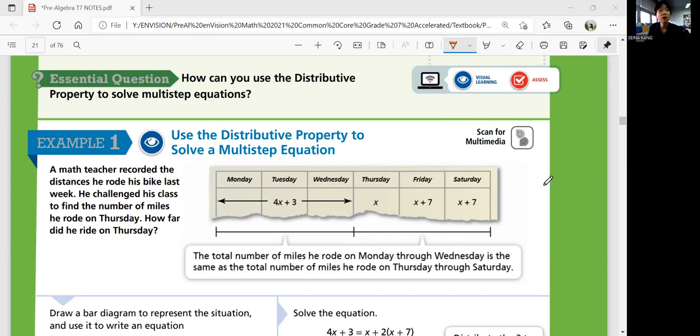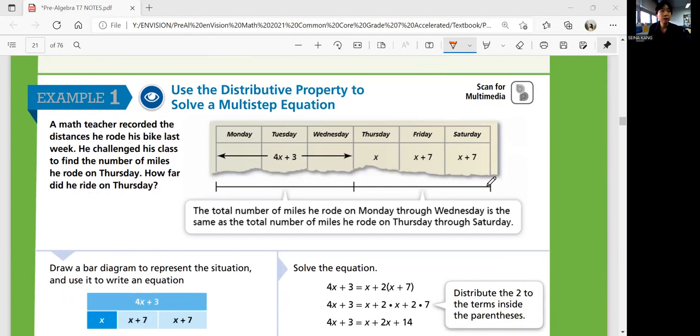So if you add all of them, the total number of miles he rode could be written as another expression. But he's giving another piece of information: the total number of miles he rode on Monday through Wednesday is the same as the total number of miles he rode on Thursday through Saturday. So you can set them equal to each other. 4x plus 3 is equal to x plus 7 plus x plus 7. And then you can solve for x.